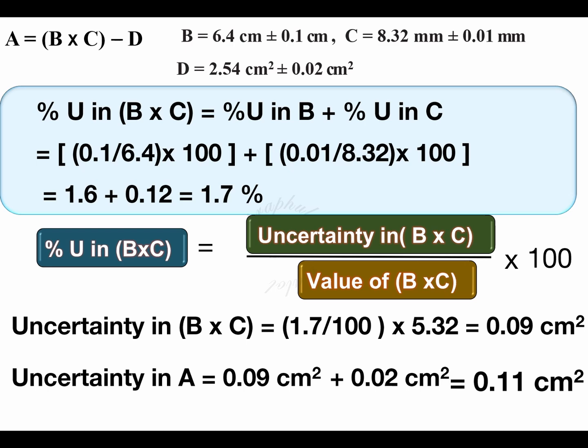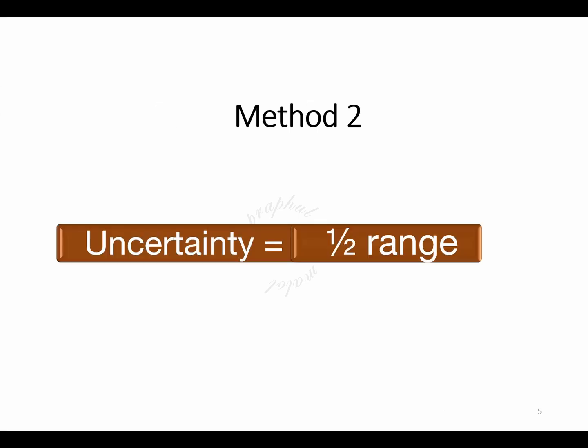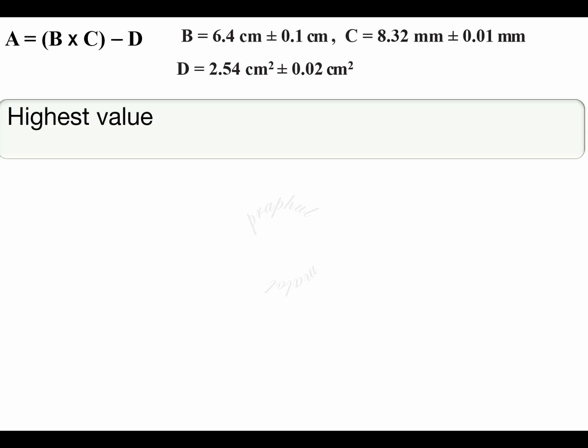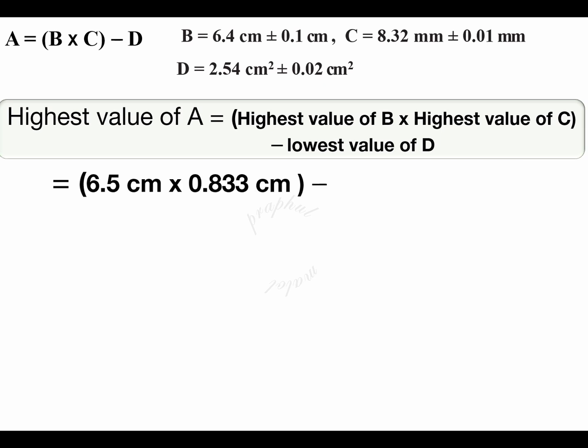This method might be long in some cases, so I will show you another method. In this method, we are using a concept I told at the beginning, that is uncertainty in a value equals the half range. In this method, you have to calculate the maximum and minimum values of A, then find the half range. I am finding maximum value of A. For that, I have to take highest value of B, the highest value of C, and the lowest value of D, since D is subtracted. So if there's a subtraction, you have to use lowest value so that the answer for A will be the highest. So highest value of A is 2.89 centimeters squared.